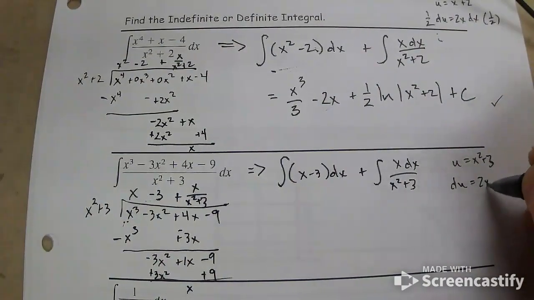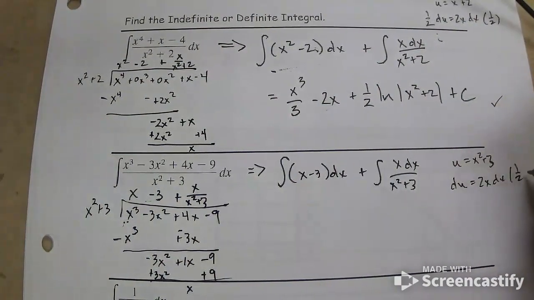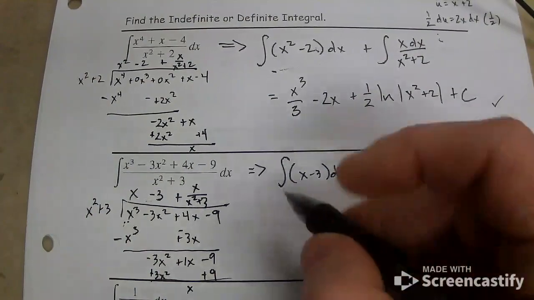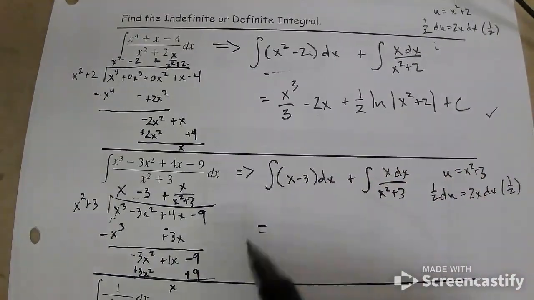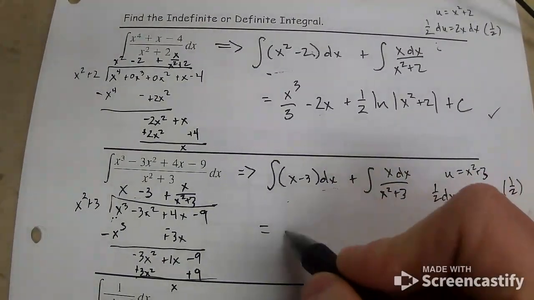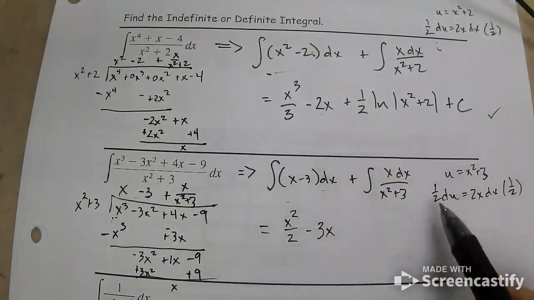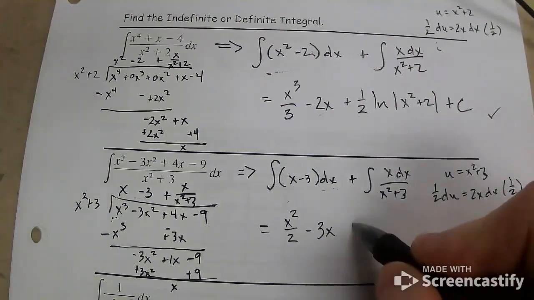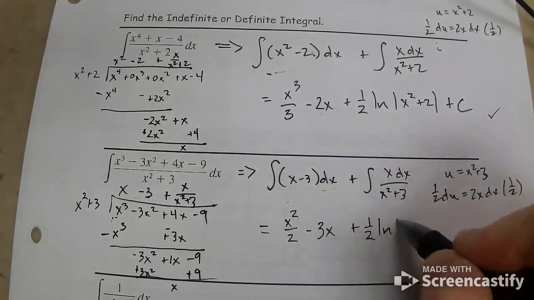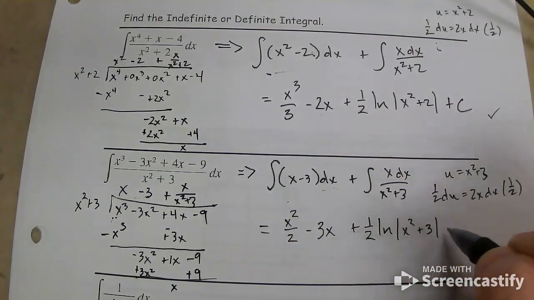du equals 2x dx. Multiply both sides by 1/2. So then when we piece this thing together, this is the power rule. This is going to be add 1 divided by the new, x squared over 2 minus 3x. And then this is just going to be 1/2 du over u, which is the natural log. So plus 1/2 natural log of u, which is x squared plus 3, plus c.